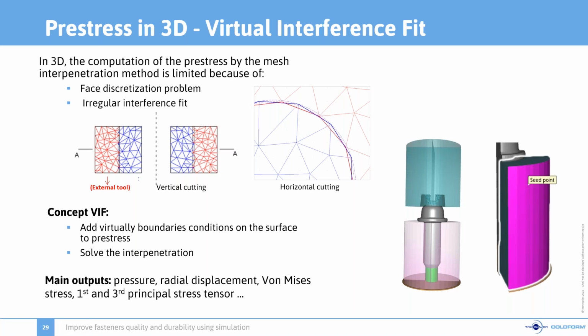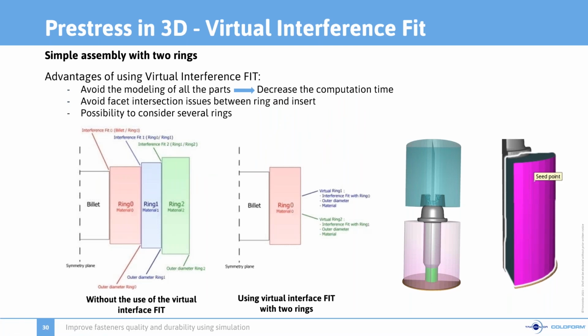The main outputs are the pressure, the radial displacement, the von Mises, and the first and third principal stress. Now we will see the result and how to consider the pre-stress. The advantage of using the virtual interference fit is to avoid modeling all the parts, which decreases the computation time, and to avoid the phase discretization problem we saw before between the ring and the insert. We also have the possibility to consider several rings. For example, here we have ring 1 and ring 2. We can consider the interpenetration between the different rings.